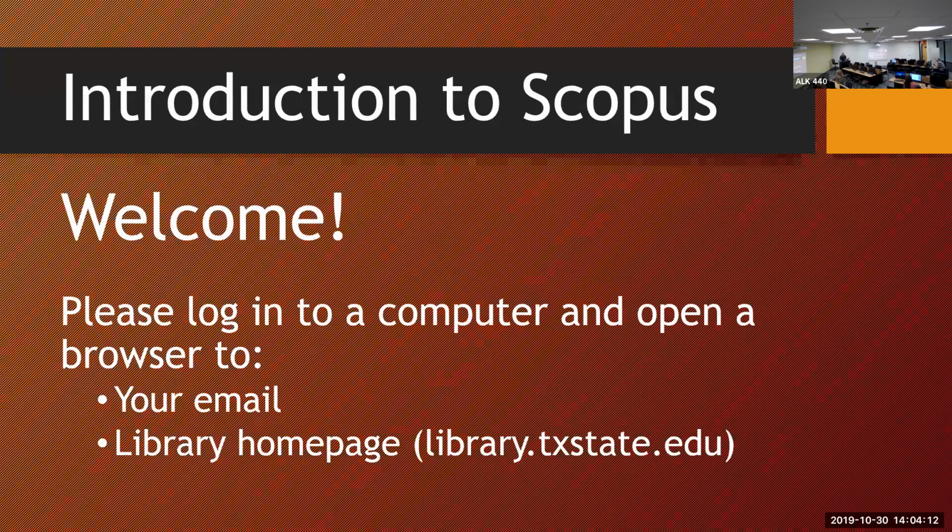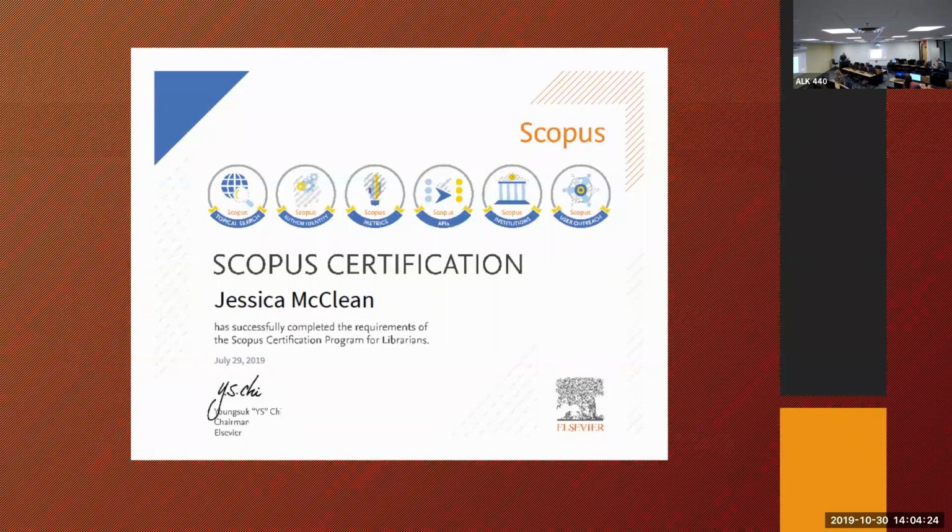My name is Jessica McLean. I'm a subject librarian here at Alkek. The subjects I work with are engineering, technology, chemistry, physics, and material science. And earlier this year, I had the opportunity to take an online course for librarians where I got certified in using Scopus. This is the first time I'm going to be teaching this session, so hopefully it goes well.